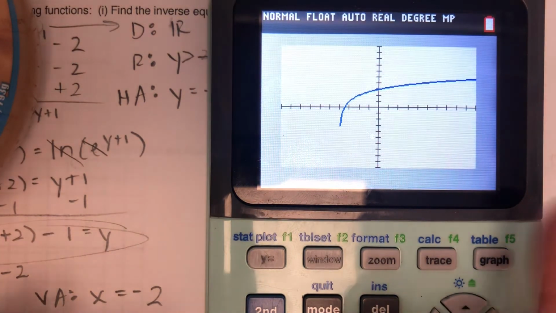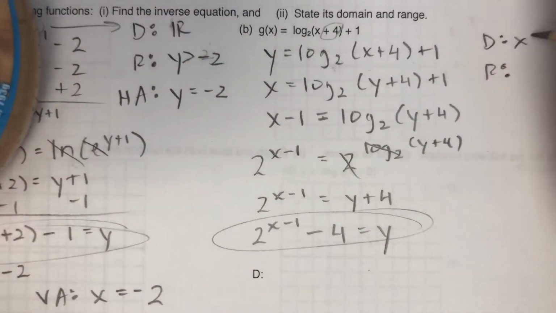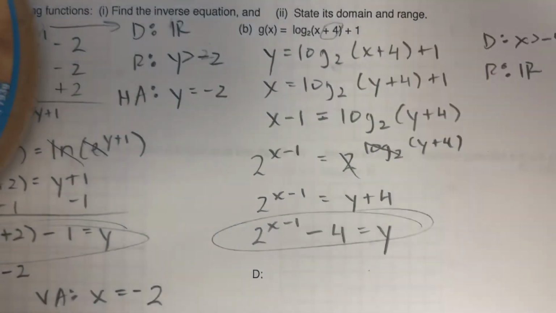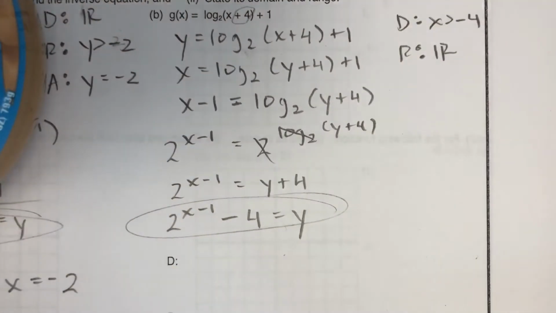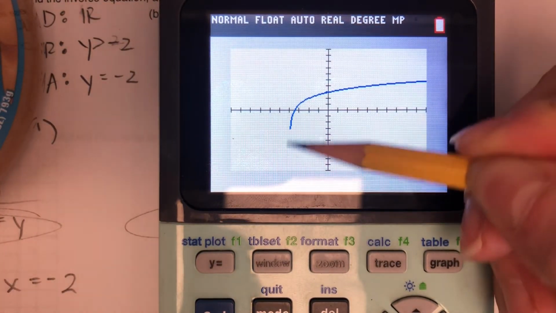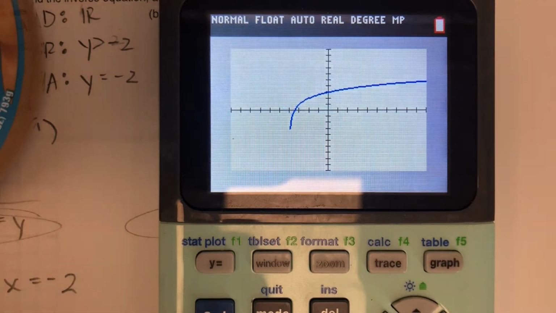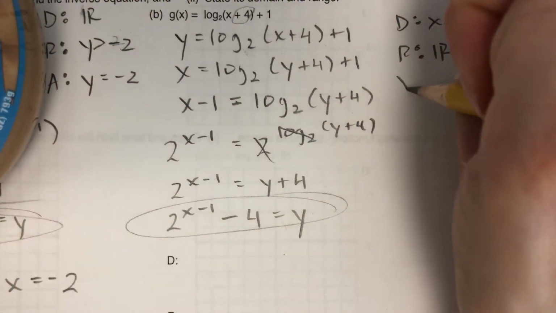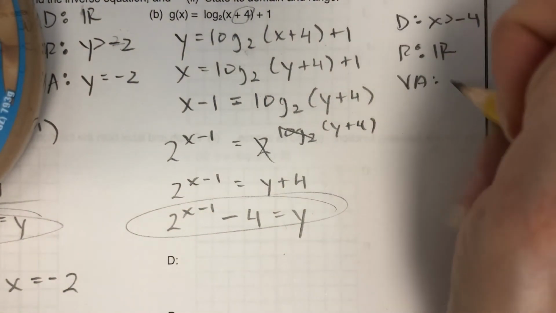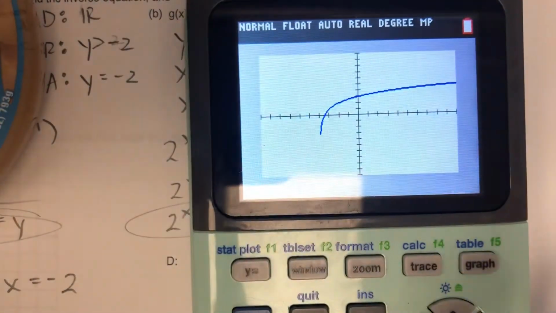So our domain is going to be x values greater than -4. But your range is actually going to be all real numbers. Because technically the graph is going downwards towards -infinity. Vertical asymptote at x equals -4. Vertical asymptote on that graph.